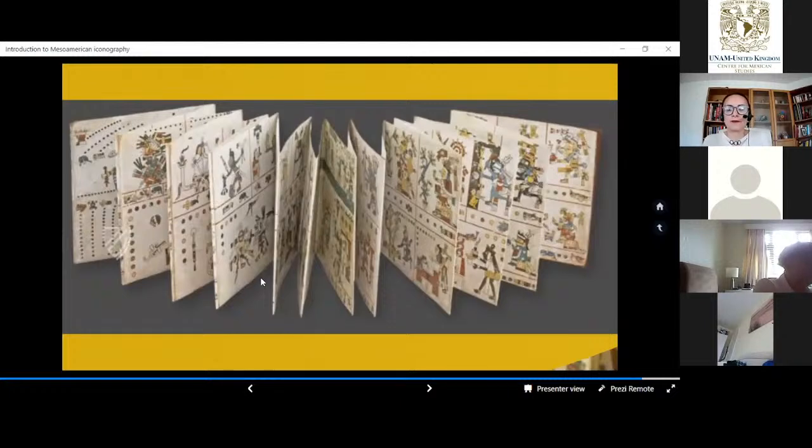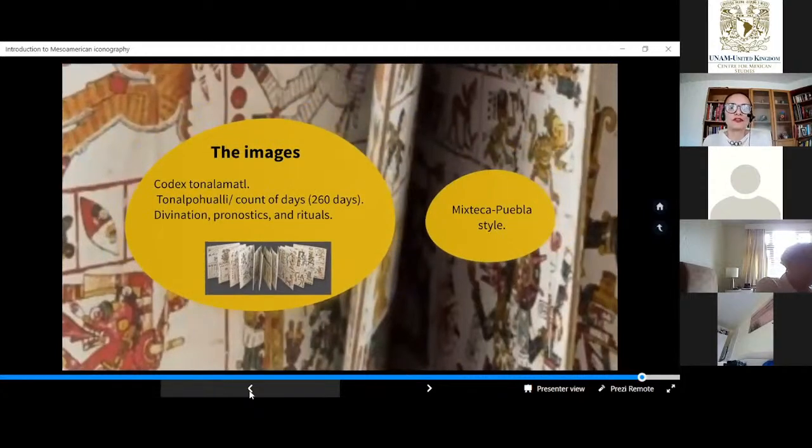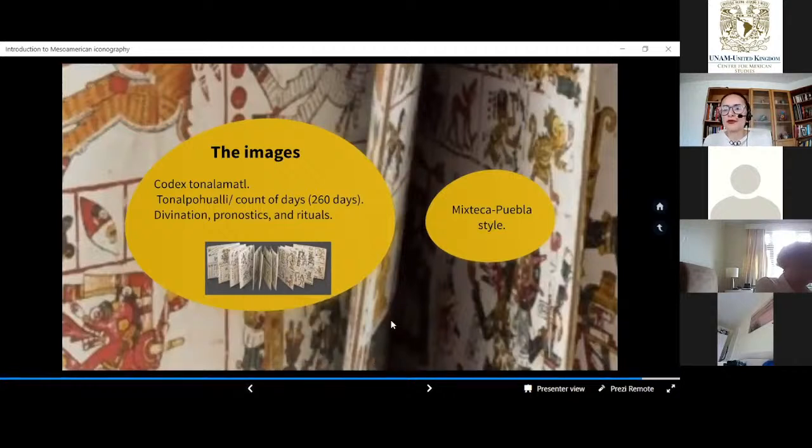So this material basically describes the count of the days in different positions, but it is also related to divination, different kinds of prognostics, and rituals that they have to perform in order to have success, for instance, in agriculture, in marriages, or different things that they want to approach. Also, this material is very good because it gives us elements to understand more the religion and the mythology of these groups. Who created this codex?